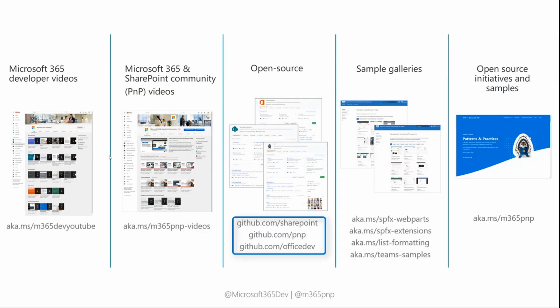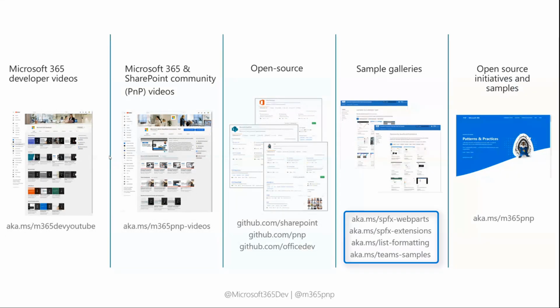We have open source in three different organizations right now, sample galleries, and we have our aka.ms/M365PnP welcome page. If you cannot remember all of these URLs, go to that one page. You'll get even the links to download all of the community calls across Microsoft 365 development from one single location. Super easy to get started. And it, by the way, is a super cool looking site as well. So go and have a look at that and give us feedback.